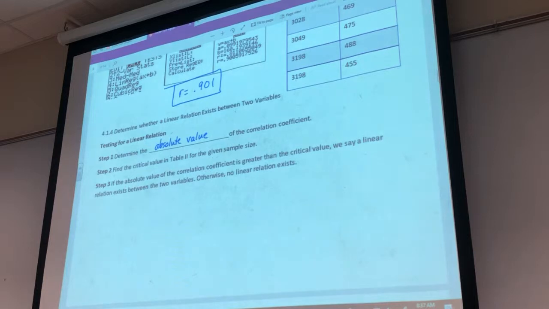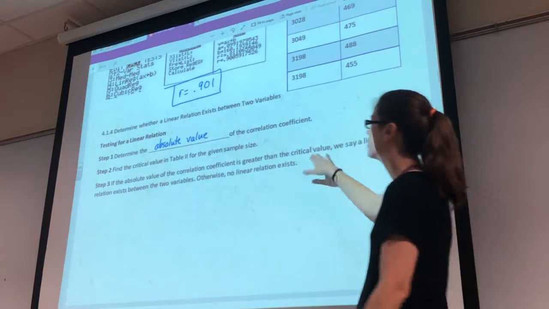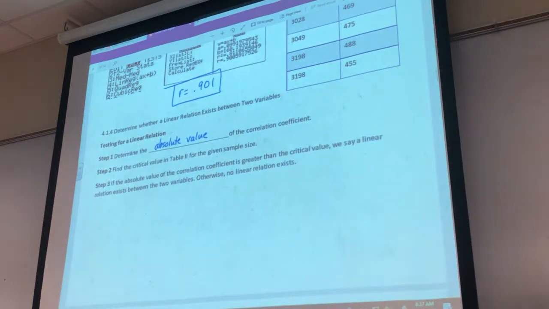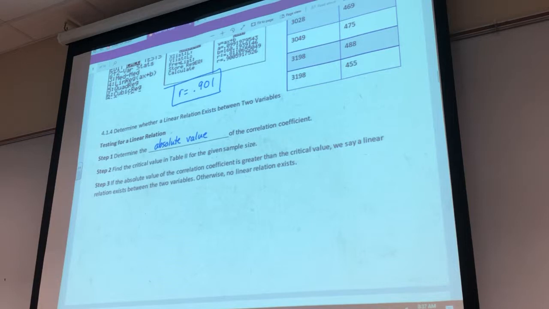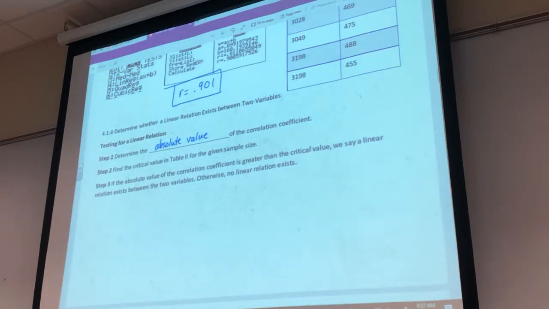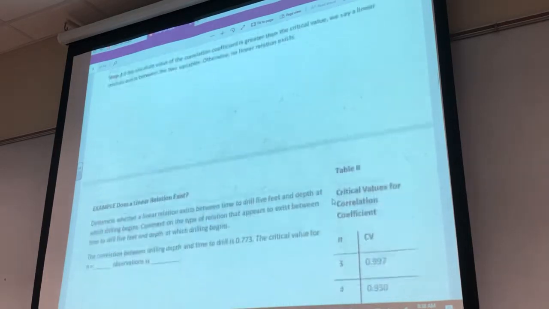So we're comparing the absolute value of the correlation coefficient to the critical values. The critical value is kind of like the cutoff point. If your correlation coefficient is greater, so it's closer to 1, then we're going to say that there's a linear relationship. If it's smaller than your critical value, then we're going to say that no linear relationship exists. So let's do an example for this.